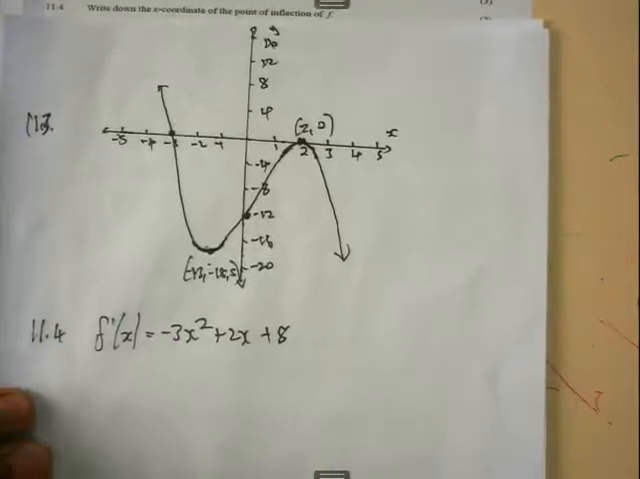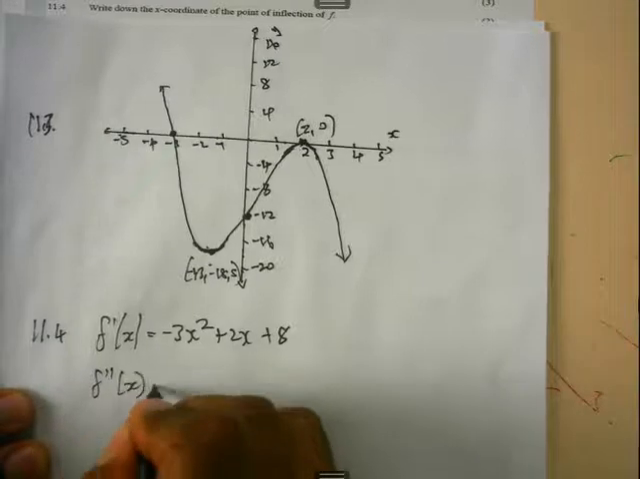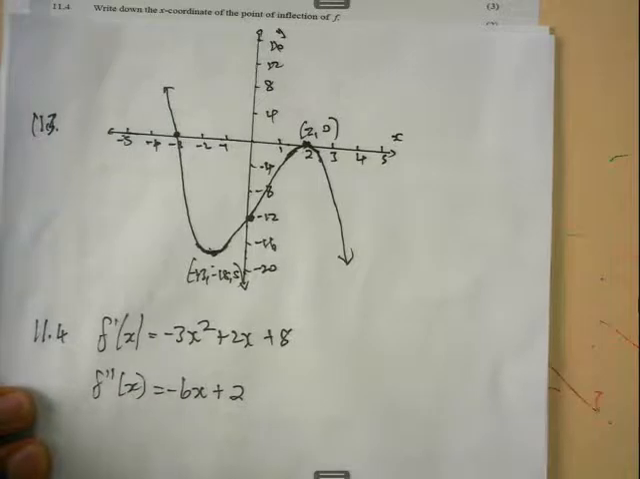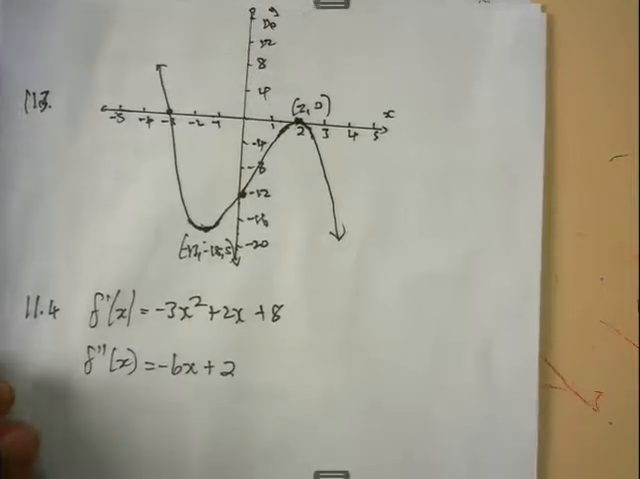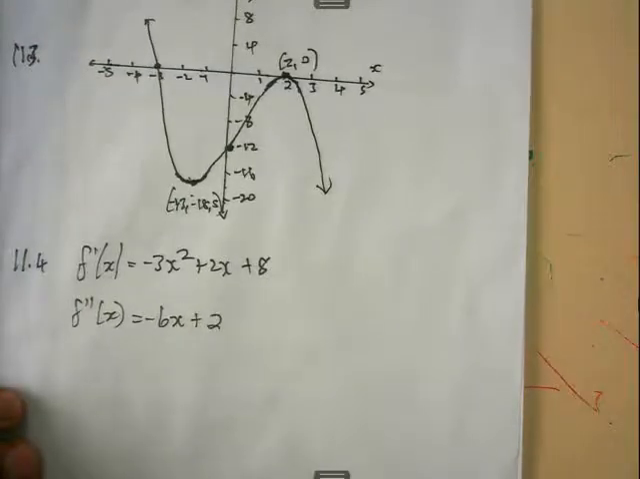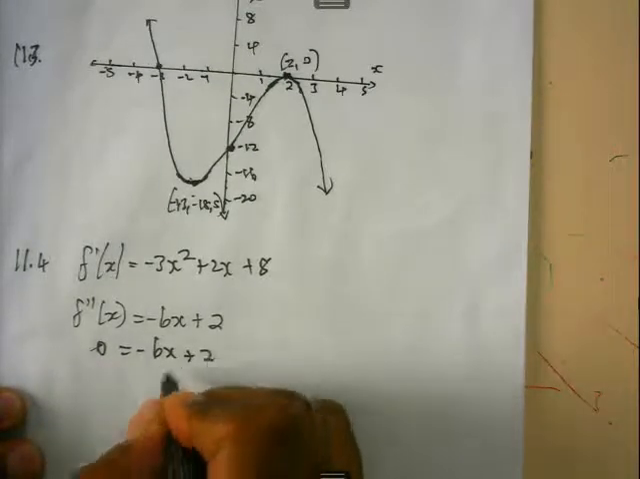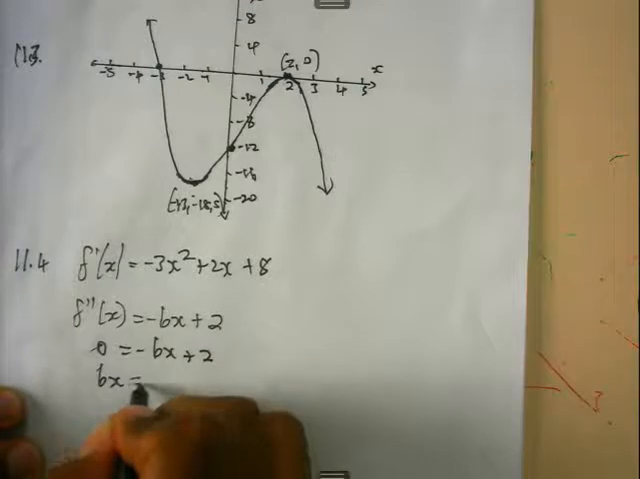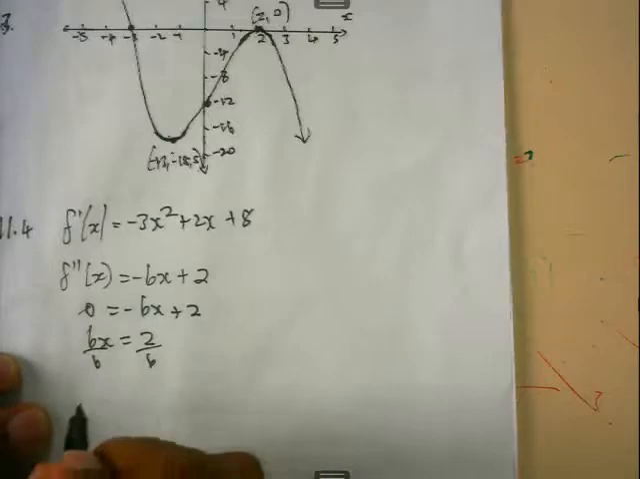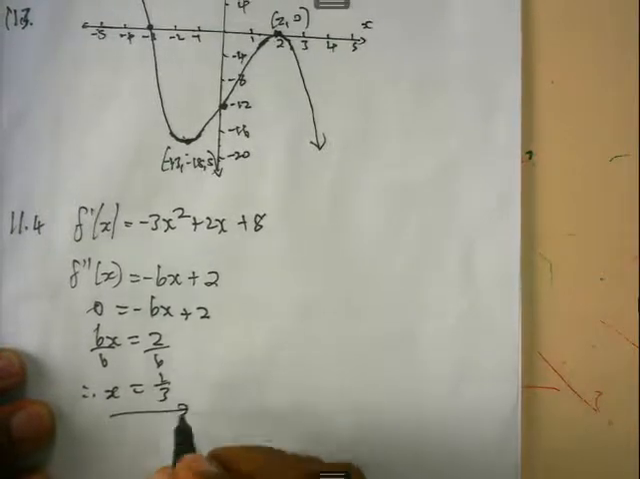Now let us find the second derivative. f double prime of x is equal to minus 6x plus 2, because we take 2 multiplied by minus 3, which is minus 6. Then the derivative of 2x is a positive 2. Then you let it be 0. Then 0 is equal to minus 6x plus 2. Then take 6x to the other side. Positive 6x is equal to 2. Then I divide by 6 on both sides. Therefore, x is equal to 1 divided by 3.